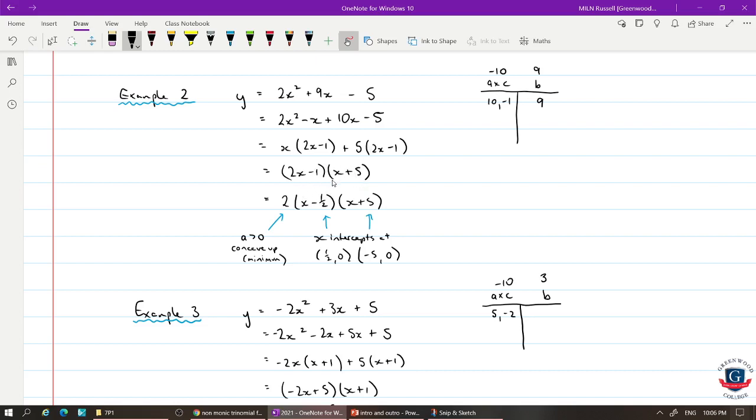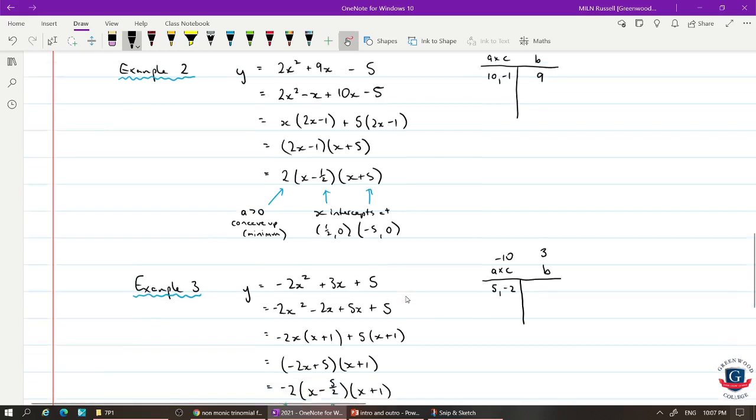I haven't got x as my lone variable in each bracket, so I'm going to divide this bracket through by 2, which I've done here. 2 times x gives me 2x. 2 times negative a half gives me 1. I just divided negative 1 by 2. Now I know that it's concave up, and I know that the x-intercepts are at half, 0 and negative 5, 0. Second problem done. Third one.